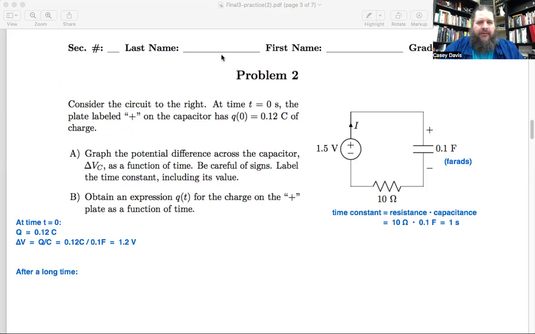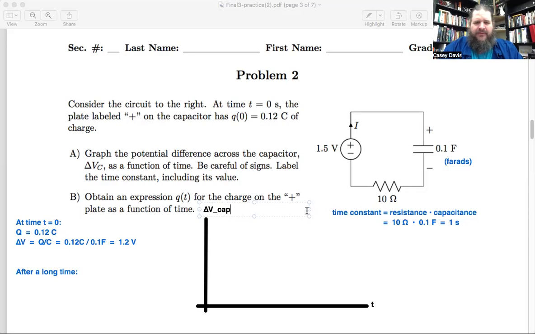And ultimately, we're trying to graph this. So if we try setting up a graph of voltage versus time. Time versus voltage. And strictly speaking, this should be delta V, because we're talking about the difference in voltage from one side of the capacitor to the other. We know at the beginning it's 1.2 volts. So let's mark that on the graph.